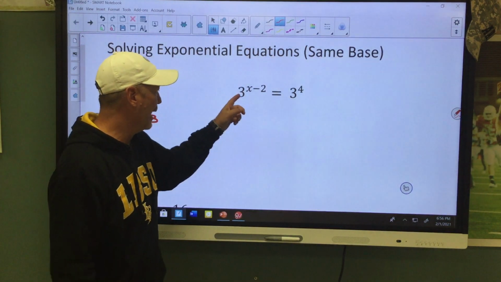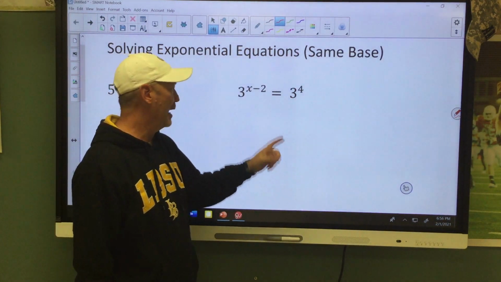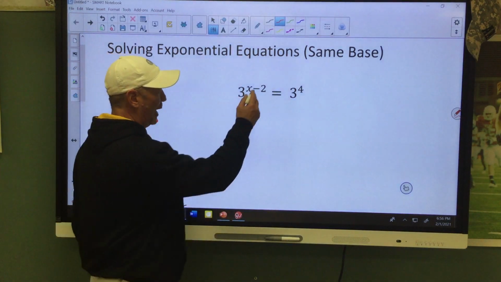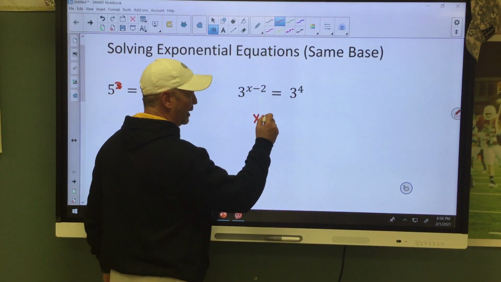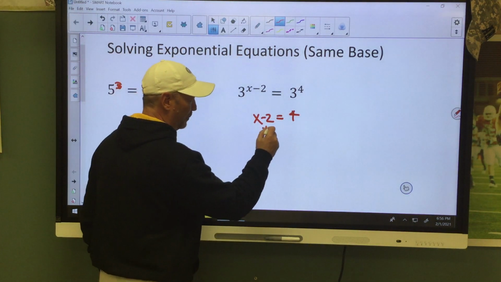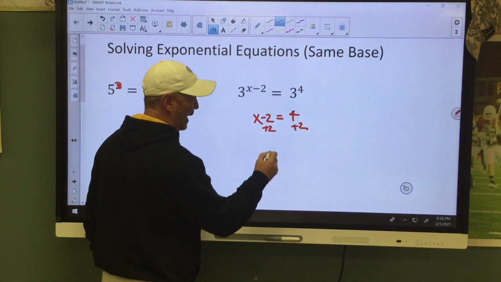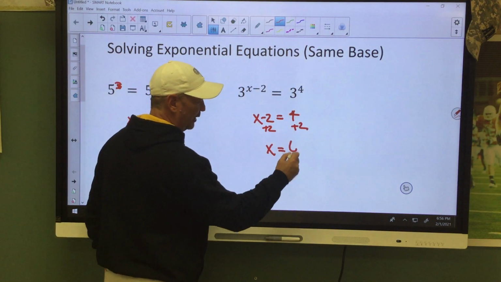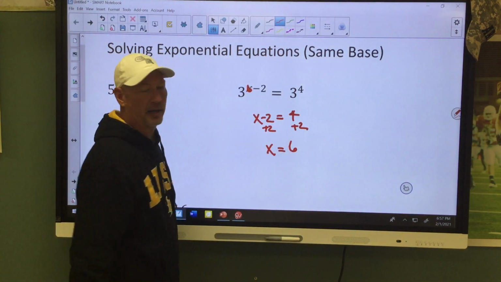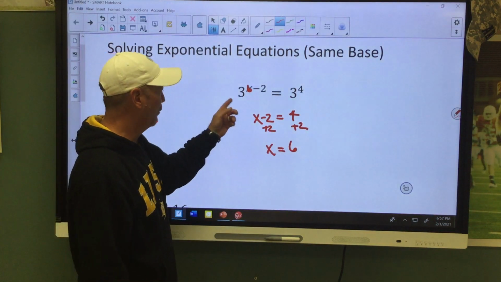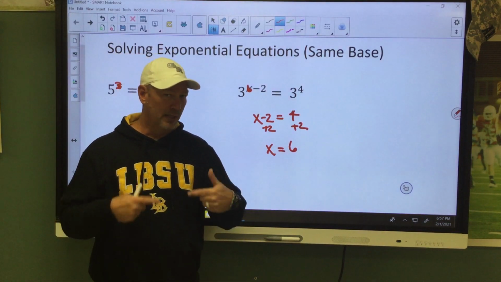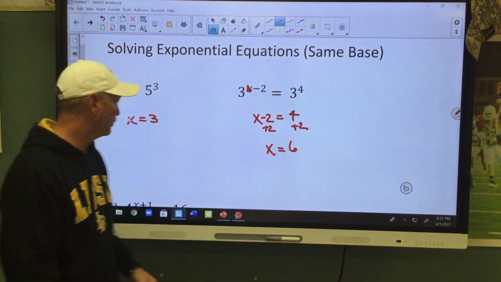Over here, I have the same base. But now, look at my exponents. I'm still allowed to set up an equation. So I can say that x minus 2 equals 4. Add 2, x equals 6. And think about this. What is 6 minus 2? 4. And they would be the same. 3 to the 4th, 3 to the 4th. Okay? All right. We're going to keep getting a little more difficult as we go.